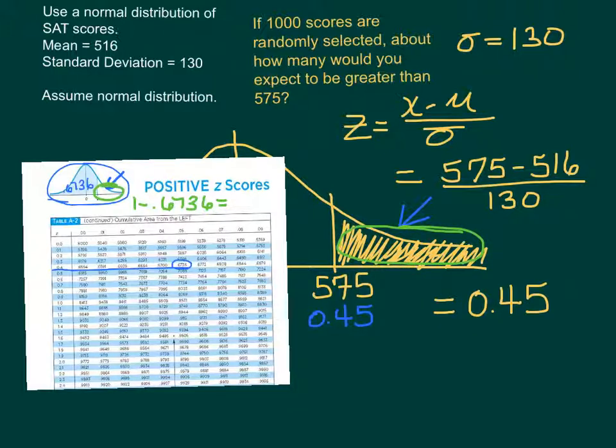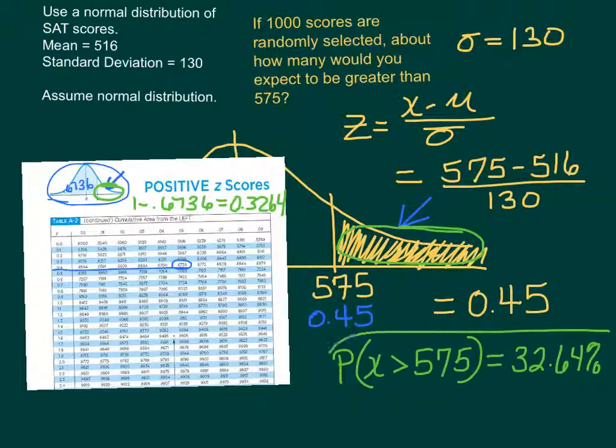So 1 minus 0.6736 gives us that area. Doing that calculation, I get 0.3264. So we're almost there. Our area in this tail, our probability of getting a score greater than 575, so the probability of x being greater than 575, is going to be 32.64%.